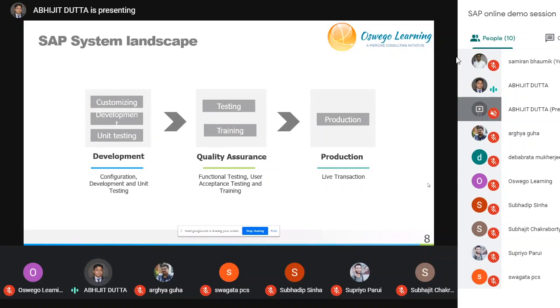And the third one is the production server, where your actual business data is. All the refinement happens in development and quality. Then once everybody is happy with the business logic and business process, we move those changes to production. In production, the customers are all real customers, all the materials are real materials, and the system is accessible across the world from the company side. So these are the landscapes.